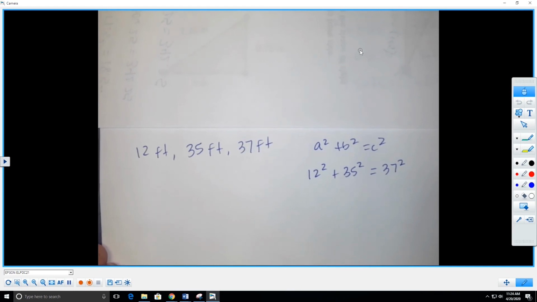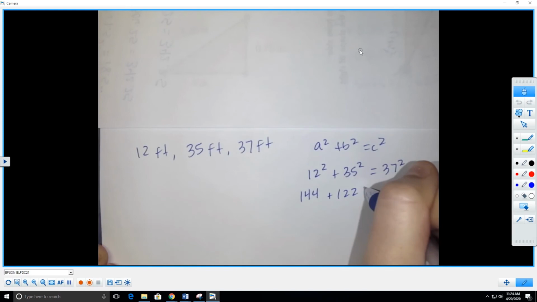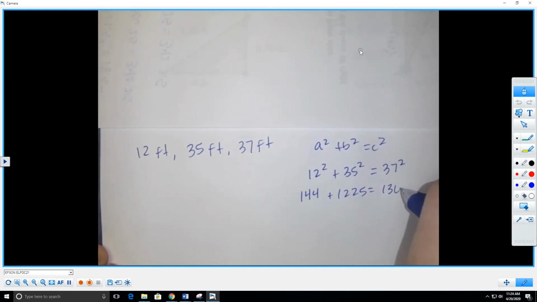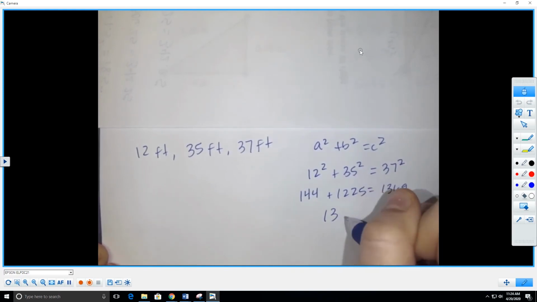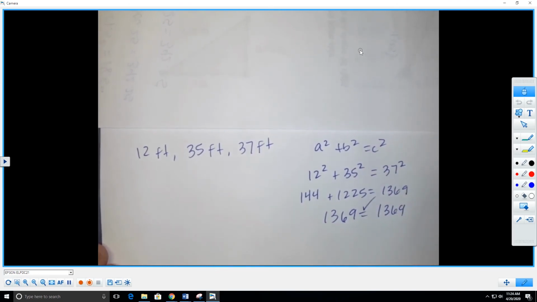Did your final statements look like this? 144 plus 1,225 is equal to 1,369. 1,369 is equal to 1,369. This is a true statement. So what is the final answer to the question? Exactly. The measures 12, 35, and 37 do form a right triangle.